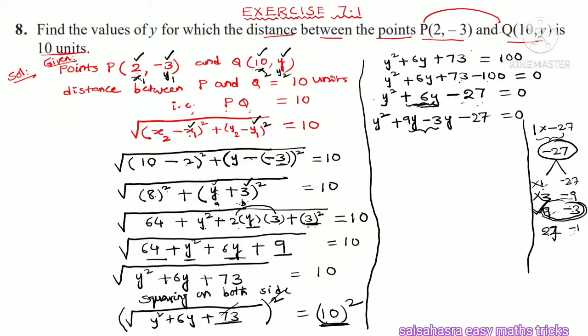By multiplying the factors, you should get the product of the coefficient of y square and the constant. By adding those two factors, you should get the middle term.